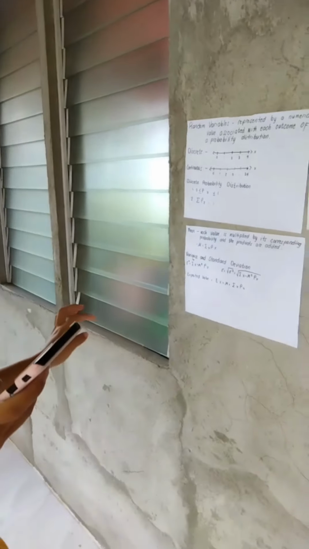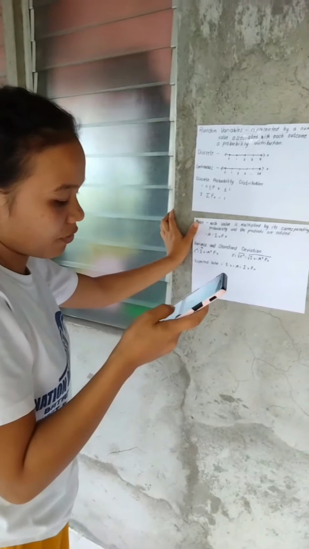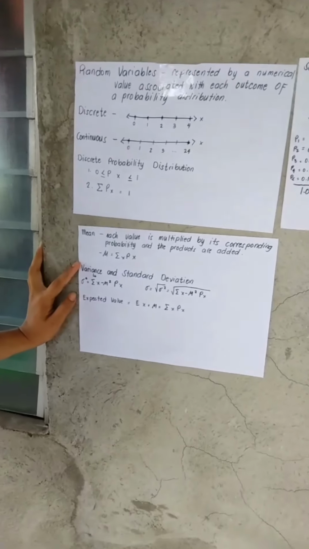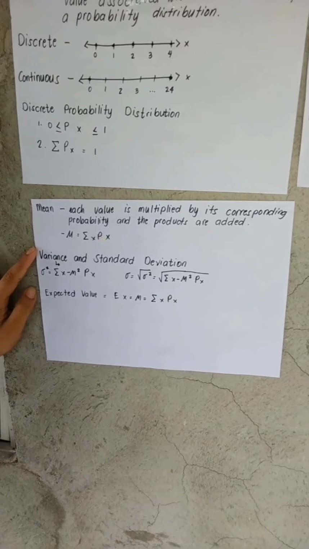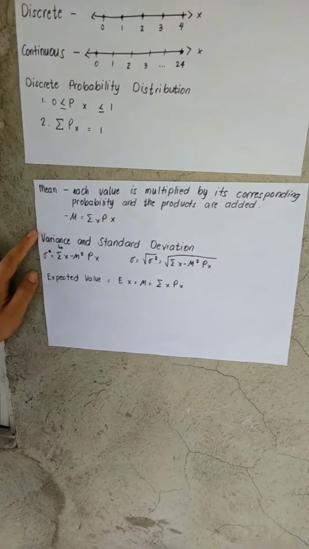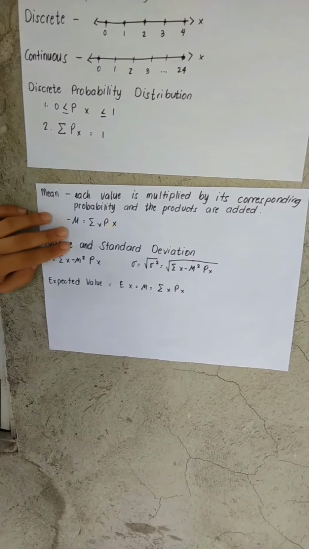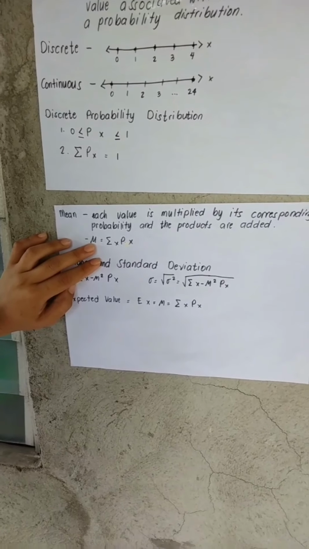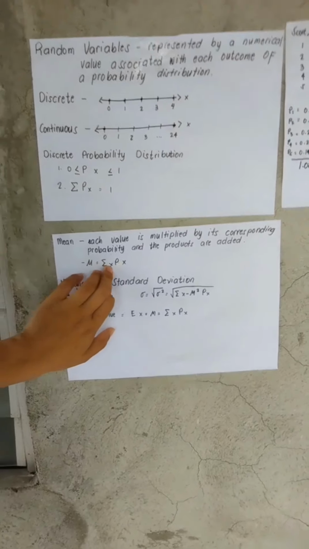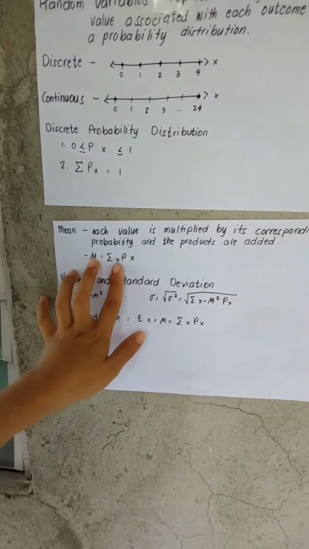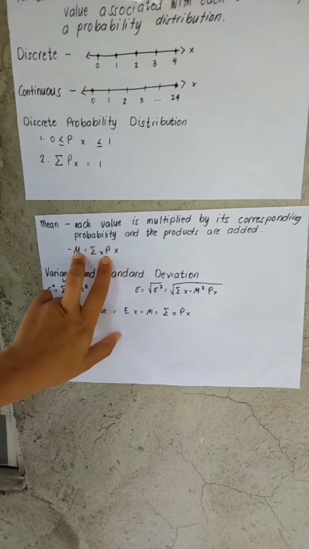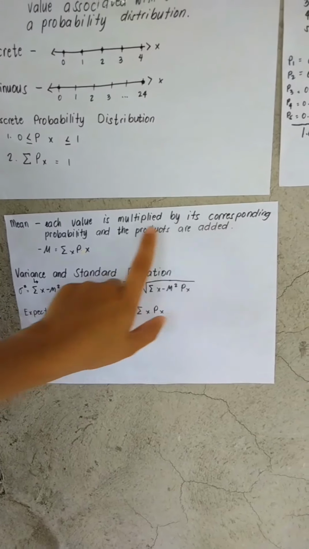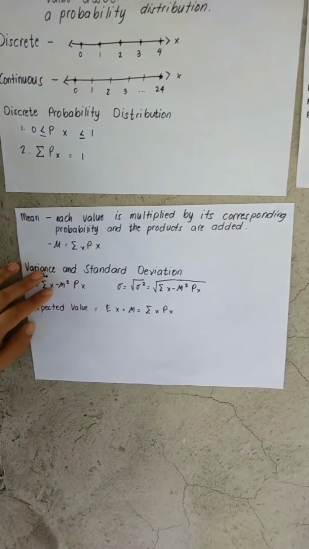So we're going to move to the mean, variance, and standard deviation. Then the last one is the expected value. For the mean, each value is multiplied by its corresponding probability and the products are added. It can be written as mu is equal to the summation of x times p of x. This symbol can be read like this: each value is multiplied by its corresponding probability and the products are added.